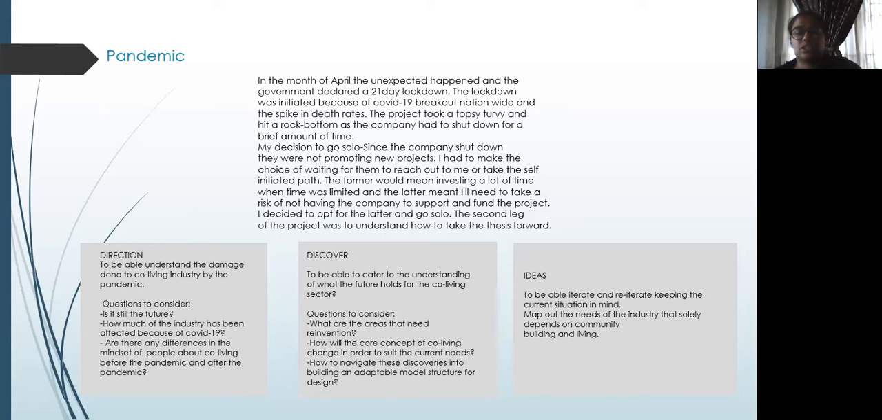And the next step was to discover, to be able to understand what I need to cater to as a designer for the future of co-living. And the last step was ideas, to take the direction and discovery, and to formulate and conceptualize an idea that is fitting for today's time. So that was my next step.